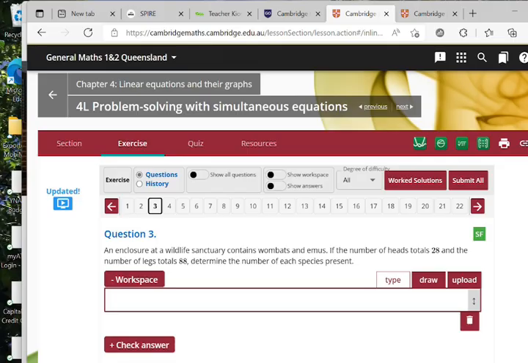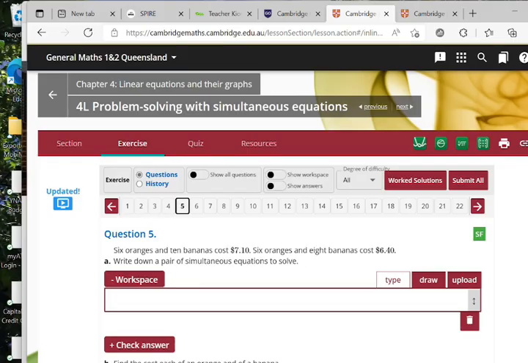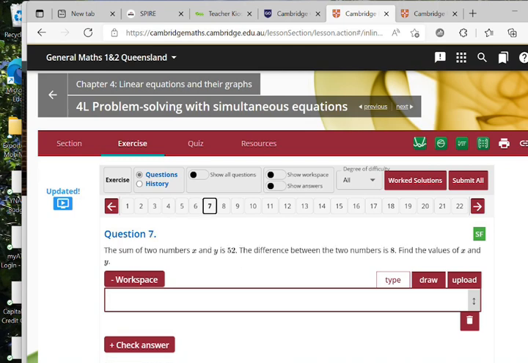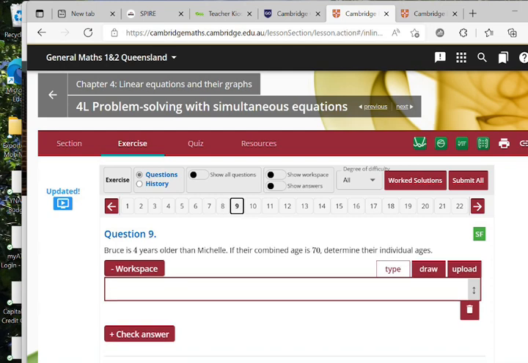Okay, let's look at another one. Let me see if I can find another. There's another classic one. Oranges and bananas cost so much. Sum of two numbers, sum just means you're what? Adding. Difference of two numbers means you're subtracting. So there you go. Here we go.